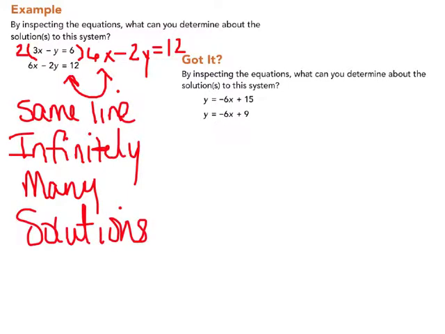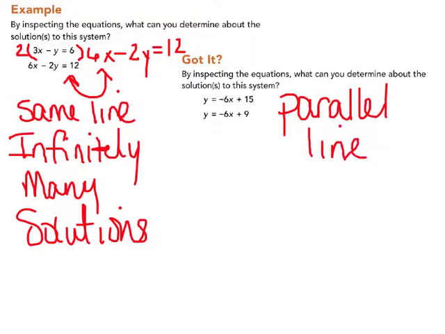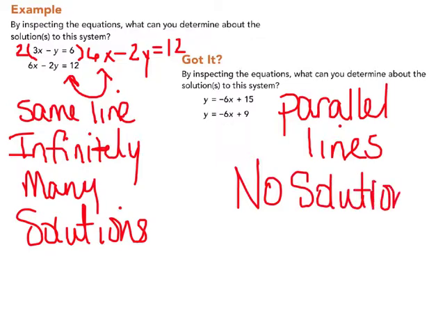Let's take a look at the got it. So this one, we have two slopes that are the same, -6 and -6. The y-intercepts are different. So that means that we have parallel lines. And because we have parallel lines, there is no solution. And that summarizes your notes.